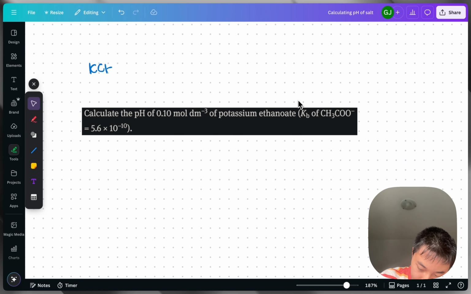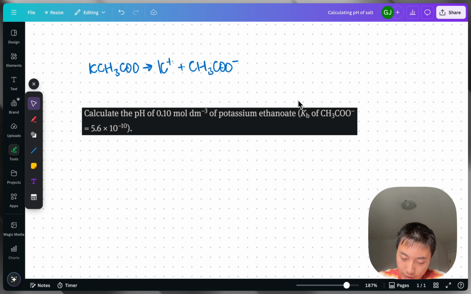KCH3COO. Okay, and we know that potassium does not have any acid-base activity in water, but the ethanoate ion does because it's the conjugate base of a weak acid. So that means that it will undergo hydrolysis.